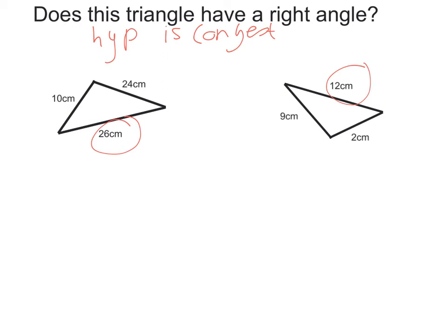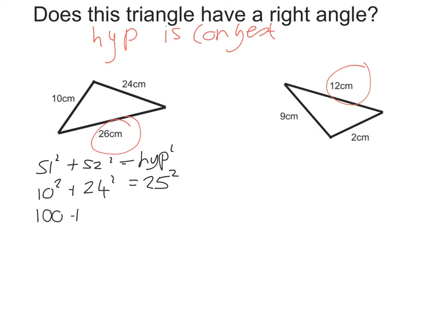So how do I see if a triangle has a right angle? You check and see if Pythagoras' theorem works. Now remember, Pythagoras' theorem is side 1 squared plus side 2 squared equals hypotenuse squared. If 26 is the hypotenuse, 10 and 24 are your side 1 and side 2. So 10 squared plus 24 squared equals 26 squared. If Pythagoras' theorem works, this equation will work. It will be accurate. The two sides will be equal. It will balance. So let's check it.